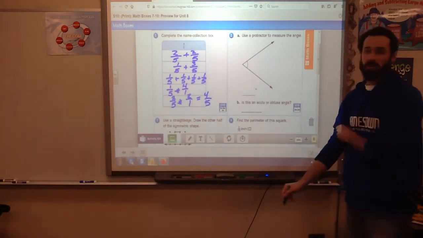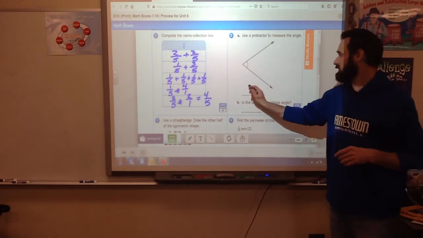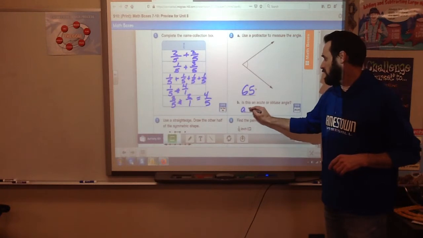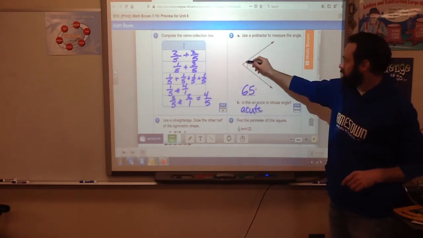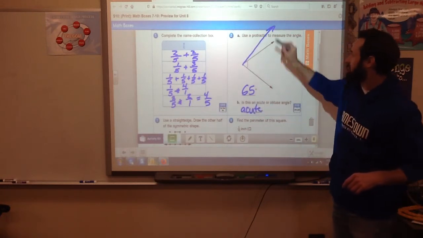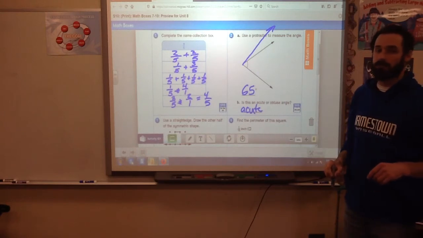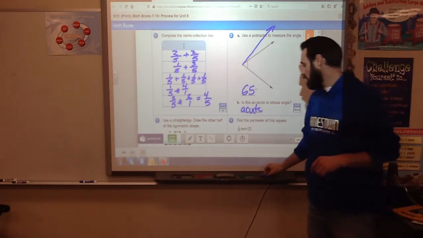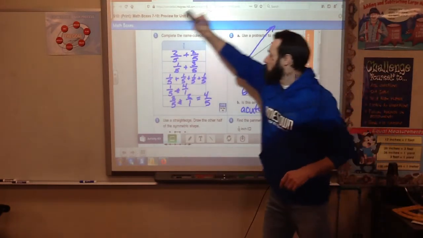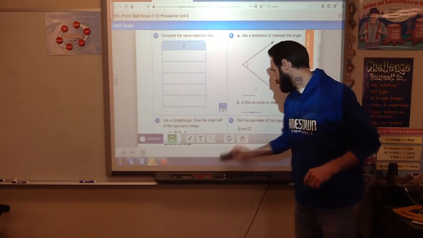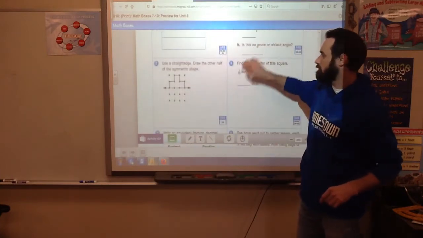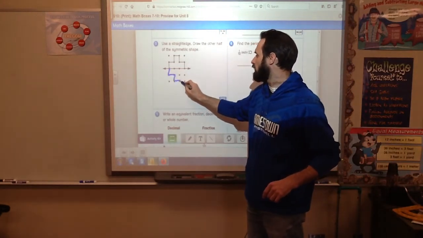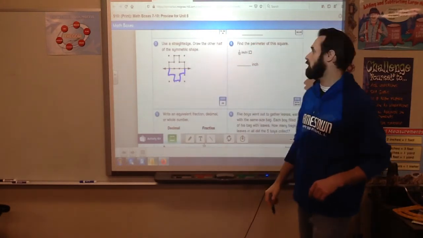On this one, probably couldn't use a protractor, but it's 65. And this is an acute angle. How you would know that is you compare it, a right angle would be somewhere right in there, and obviously that's less than a right angle. Taking a look at the next one here. Should look the same but upside down.